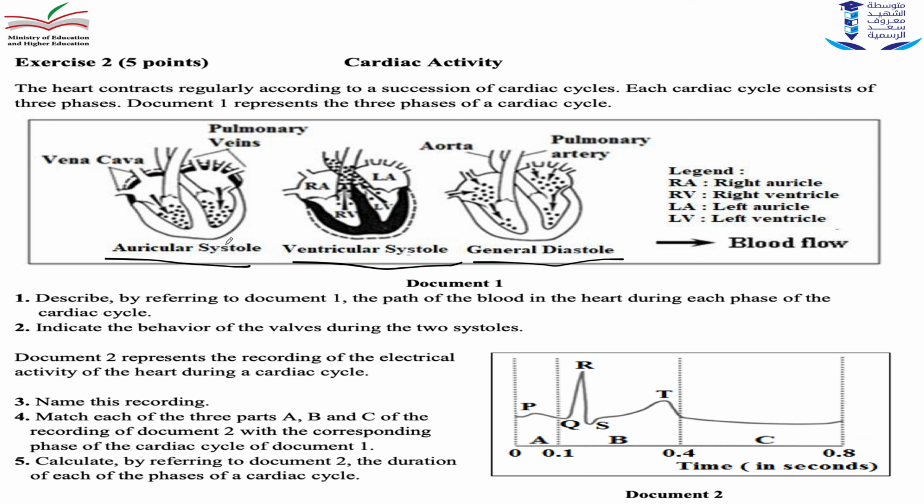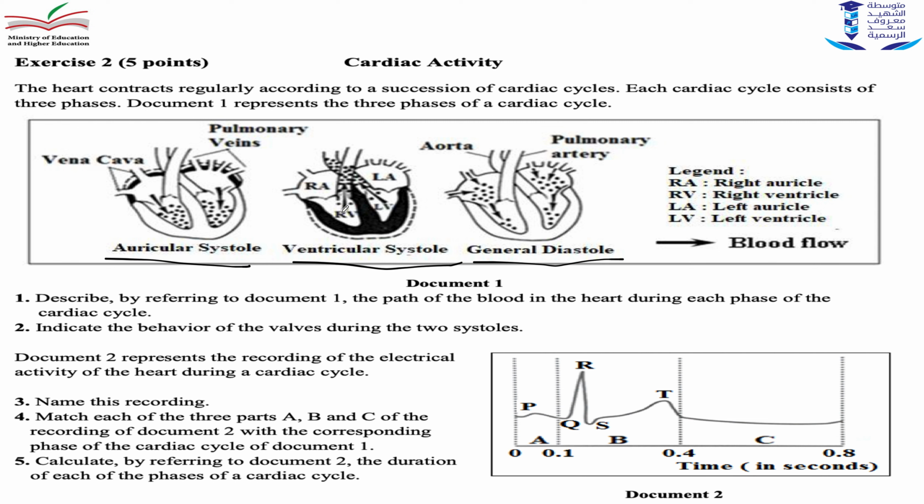During auricular systole, as you can see, the blood passes from right auricle to right ventricle and from left auricle to left ventricle. So during auricular systole, the blood passes from right auricle to right ventricle and from left auricle to left ventricle.